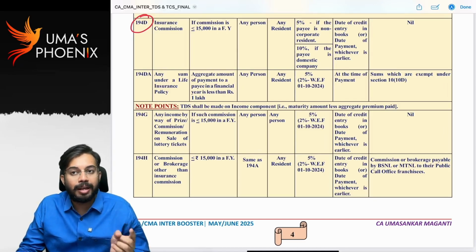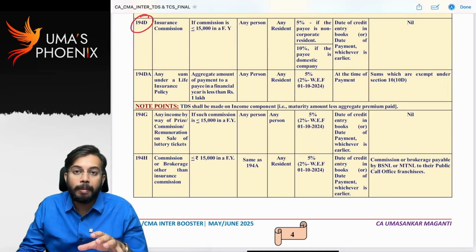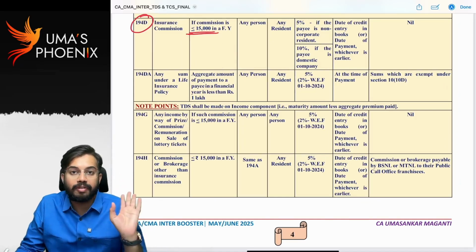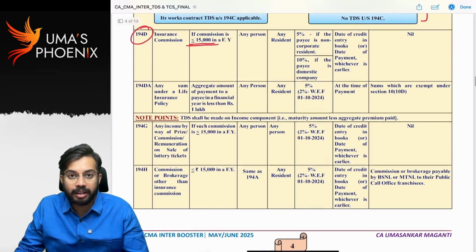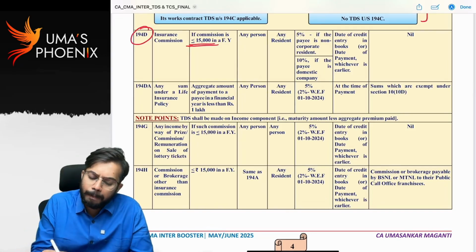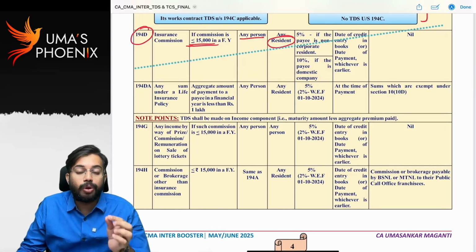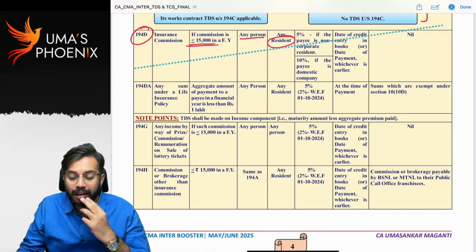Whenever insurance company makes payment of insurance commission to the agent, insurance company is required to deduct TDS under section 194D. If the amount of commission paid in a financial year is less than or equal to 5000, no TDS is required to be deducted. If the amount of commission in a financial year is more than 15,000, then TDS is required to be deducted under section 194D. Payer can be any person, but payee should be resident in India. That means only if insurance commission is paid to resident agent, then only TDS is required to be deducted.